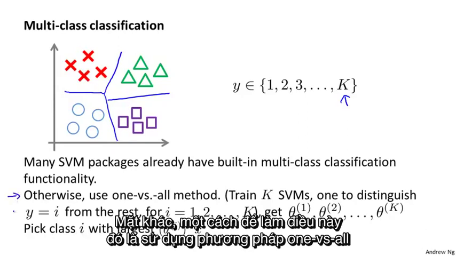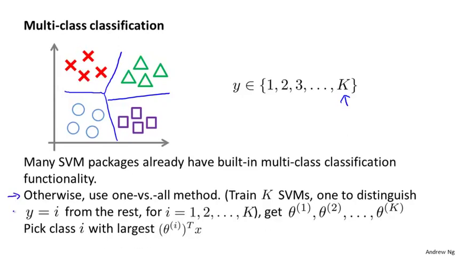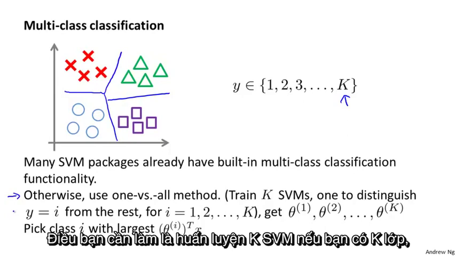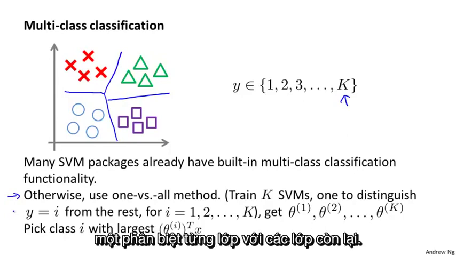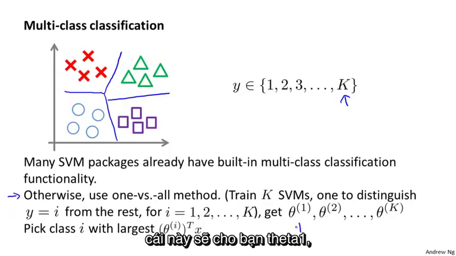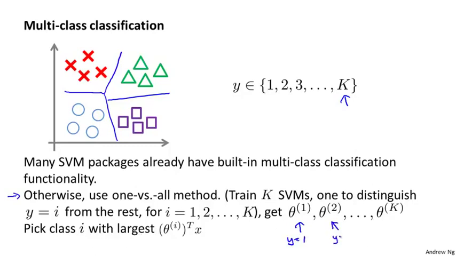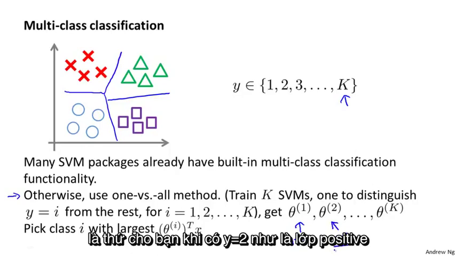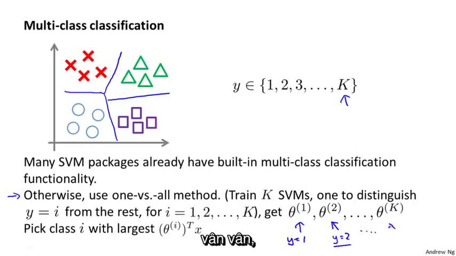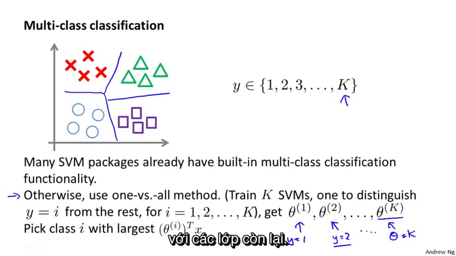Otherwise, one way to do this is to use the one versus all method that we talked about when we were developing logistic regression. So what you do is you train k SVMs if you have k classes, one to distinguish each of the classes from the rest, and this will give you k parameter vectors. So this will give you theta1, which is trying to distinguish class y equals 1 from all of the other classes. Then you get a separate parameter vector theta2, which is what you get when you have y equals 2 as a positive class and all the others as a negative class, and so on, up to a parameter vector theta k, which is the parameter vector for distinguishing the final class k from everything else.